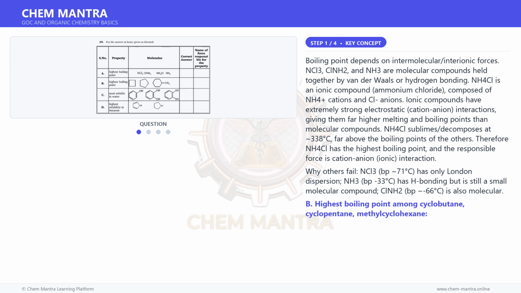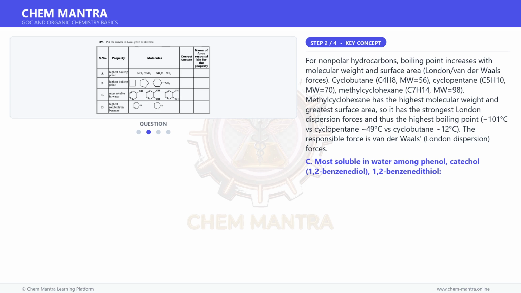B. Highest boiling point among cyclobutane, cyclopentane, methylcyclohexane. Let us first understand the key concept here. For nonpolar hydrocarbons, boiling point increases with molecular weight and surface area, London van der Waals forces. Cyclobutane, C4H8, MW is equal to 56, cyclopentane, C5H10, MW is equal to 70, methylcyclohexane, C7H14, MW is equal to 98.